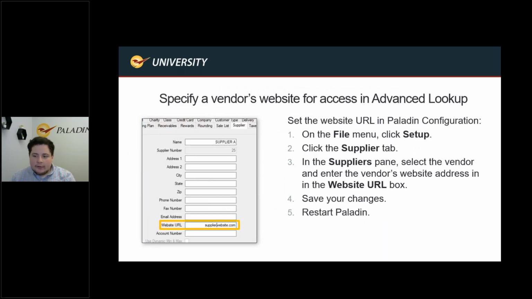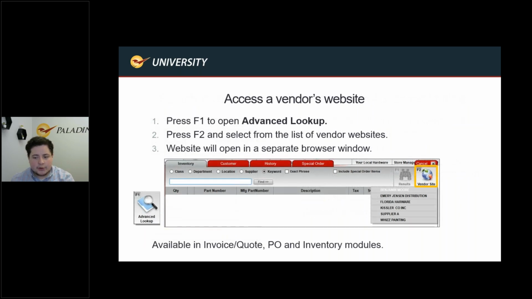All right, this is kind of another fun one that we added in here, which is essentially supplier vendor's website access for advanced lookups. So if you need to access the supplier vendor's website within Paladin without having to back out, go into the supplier vendor's website on a separate browser and do all that fun stuff, you can actually enter their website URL right here, which is under the supplier tab in Paladin. Save your changes. And if you go to advanced lookup and then click F2 vendor site, or if you click on vendor site, it'll open it up right then and there. And you'll see it right there, so you don't have to close Paladin, minimize Paladin, go to a separate browser and do all of that, which is really cool.